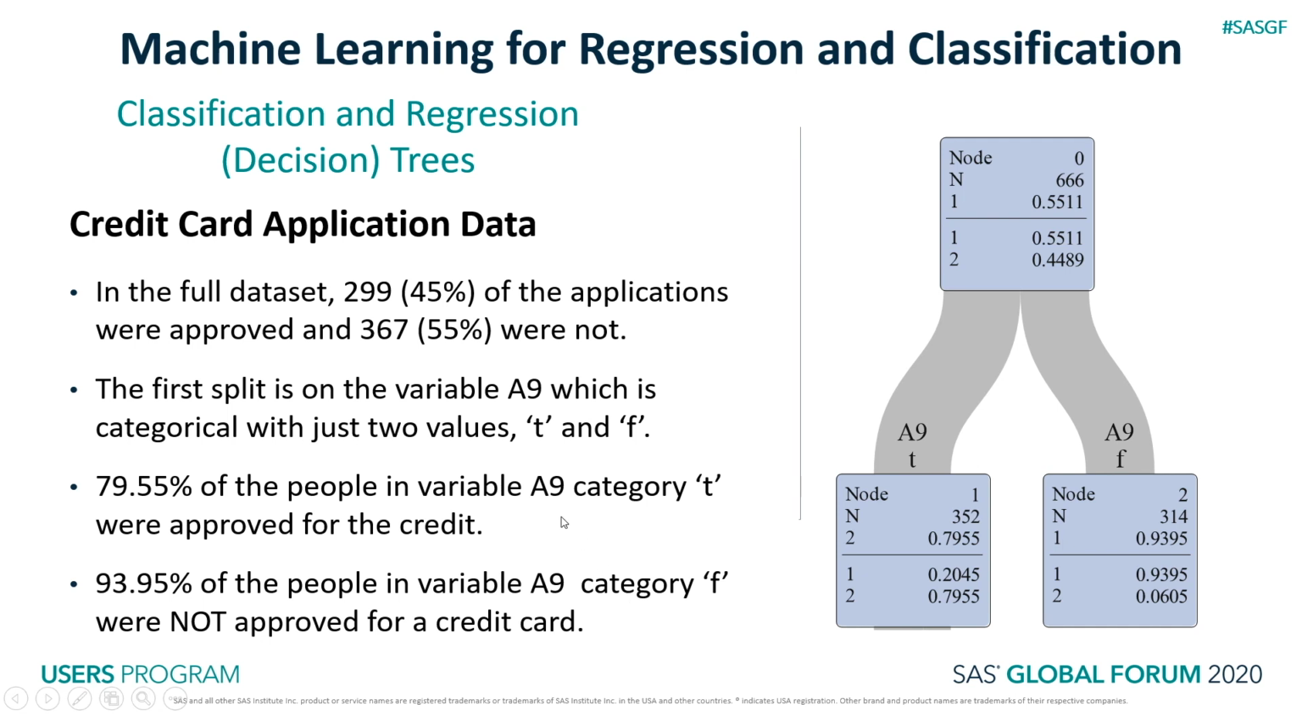Now, we don't know what the variable A9 is or was. I suspect it was something like, have you had a credit card before? And true would be yes, and so those people are people who have already developed a credit history and would be good candidates for a new credit card. And then those people who've never had a credit card, the bank might decide to be conservative and say, you know, we're not willing to take a risk on most of those people. It could be something else, but that's my guess at what variable A9 is.